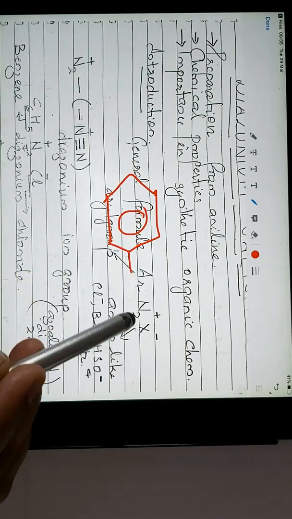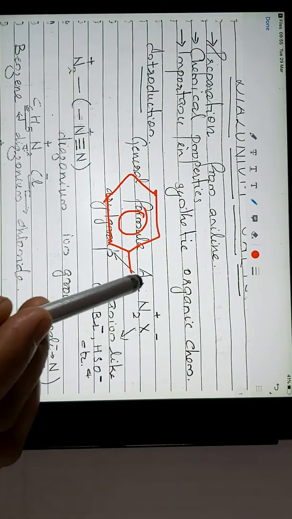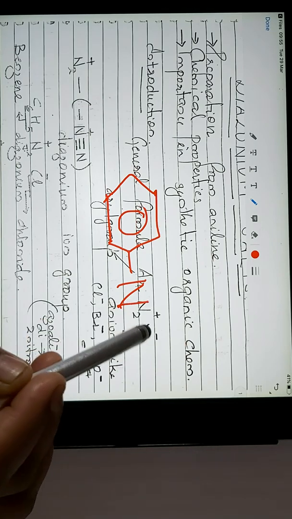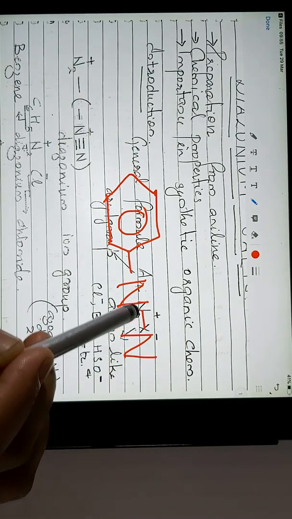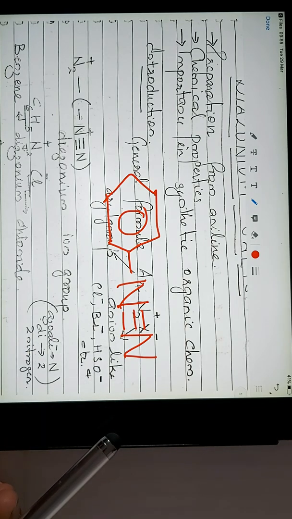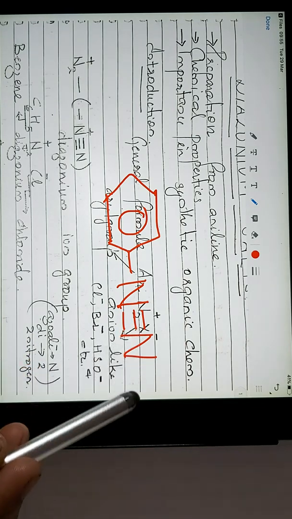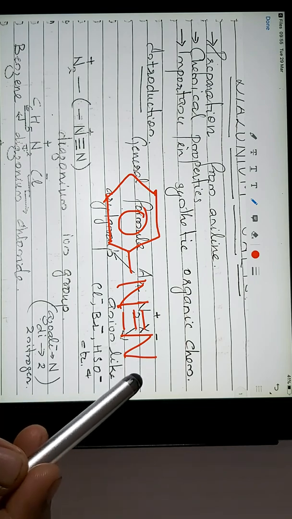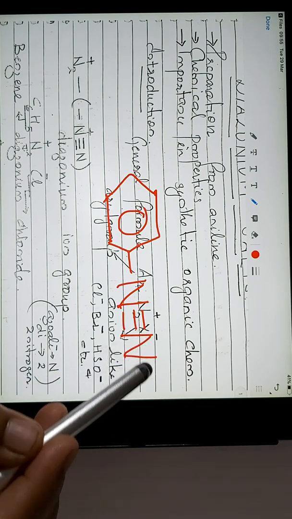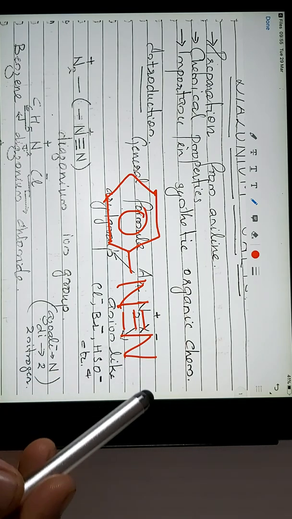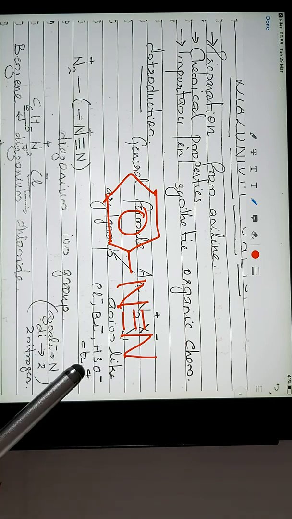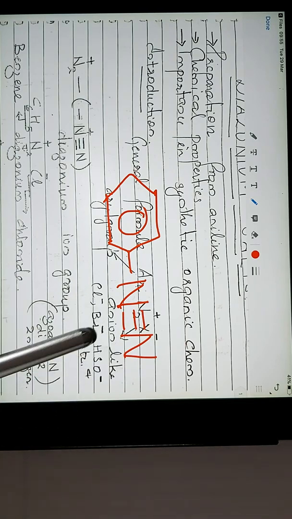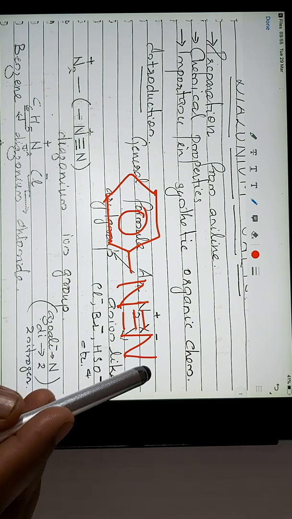the nitrogen. How many nitrogen is there? Two nitrogen. So one nitrogen, then another nitrogen. These two nitrogen atoms are bonded with a triple bond, right? And then another atom is there that is represented with X, which can be chloride, bromide, or bisulfate, or such anionic units which can join here.